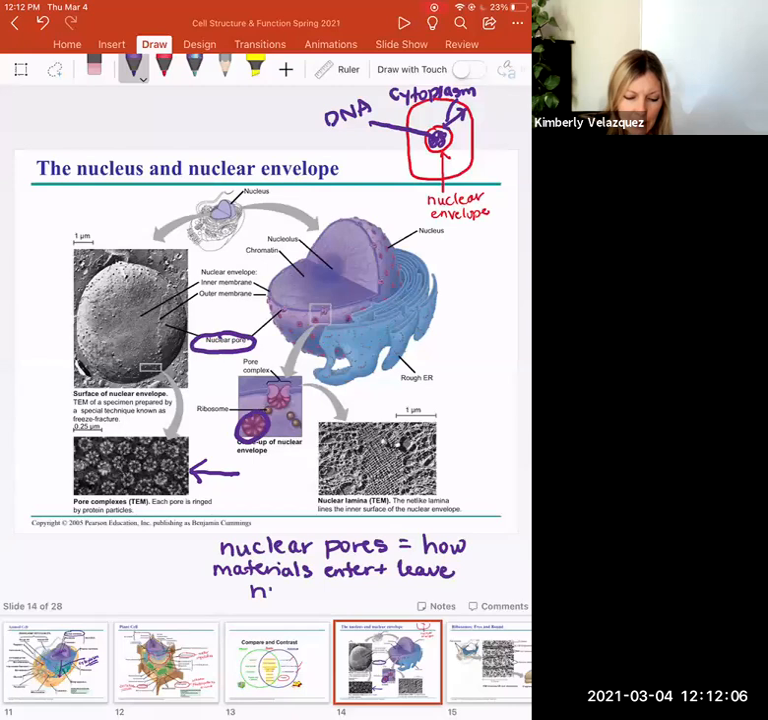When we start talking about transcription and translation, you're going to see that messenger RNA is made in the nucleus. Okay, we make that copy of one gene in the nucleus, and then that messenger RNA leaves the nucleus through a nuclear pore and comes out to the cytoplasm, where a ribosome assembles around it to make the protein. So nuclear pores are how materials move in and out of the nucleus.